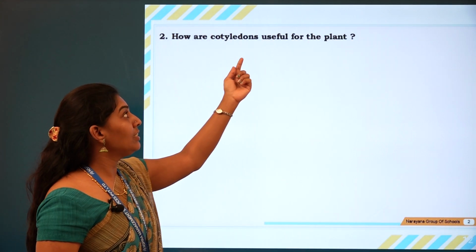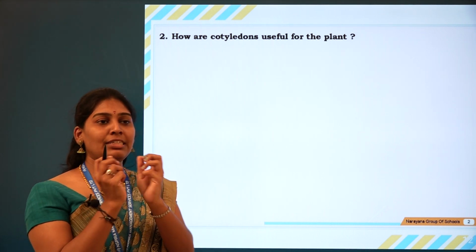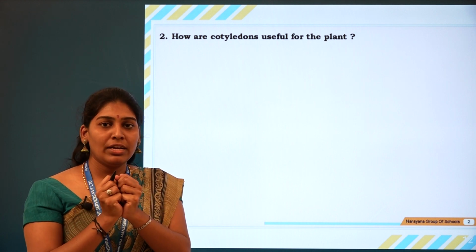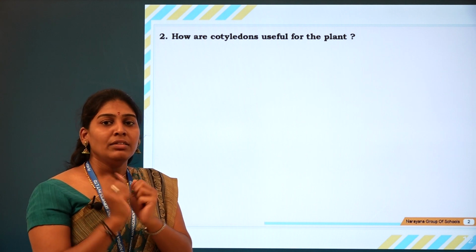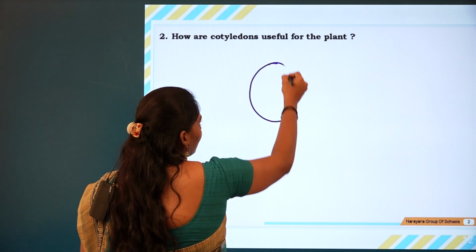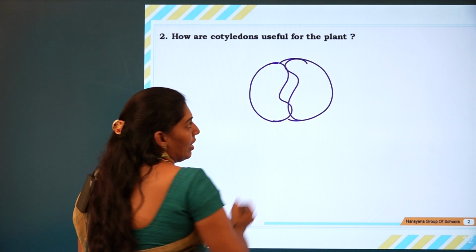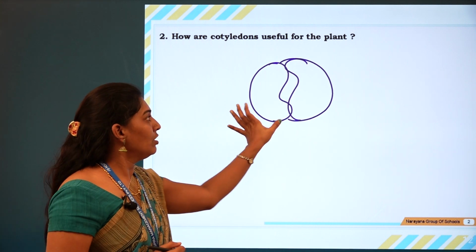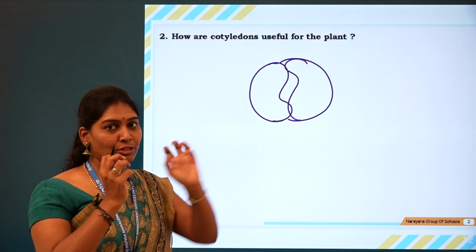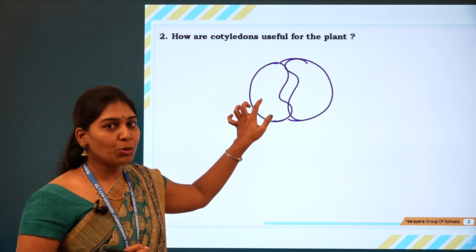How are cotyledons useful for the plant? In a seed, if you see, there are two parts. Each part is called a cotyledon. From this the seedling arises. If the seed consists of two cotyledons, it is called a dicotyledon, meaning two parts of the seed. If there is only one cotyledon, we call it a monocotyledon.